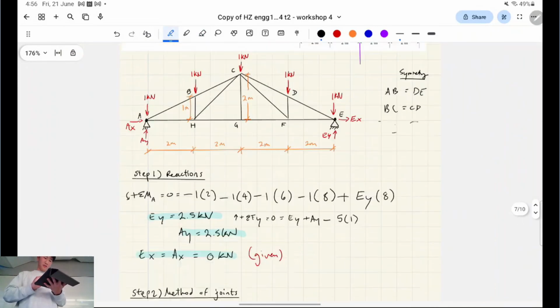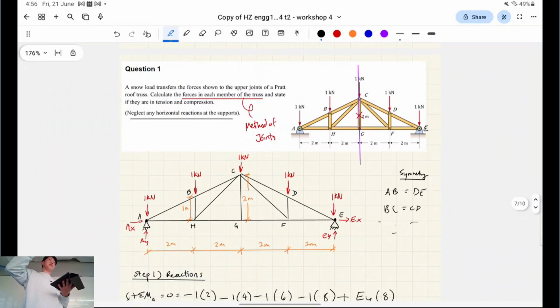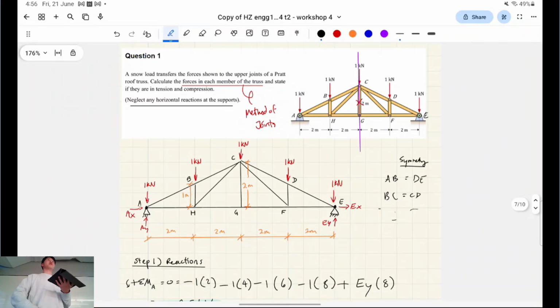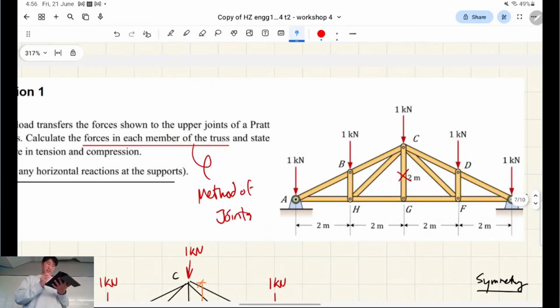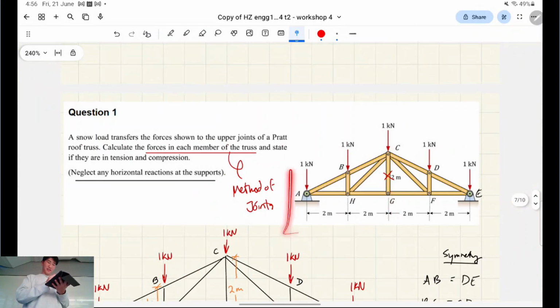So now we've identified zero force members, we've identified symmetry, we've done our support reactions, we're ready to launch into the method of joints. How do we do the method of joints? Well, first we have to pick a joint to start at. So basically, let's just consider the left side here because of symmetry.